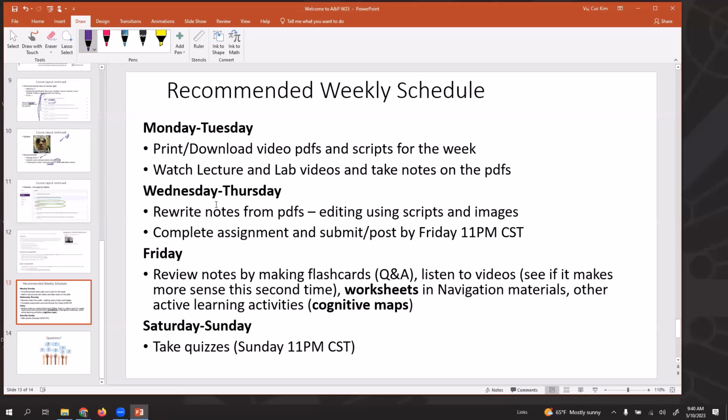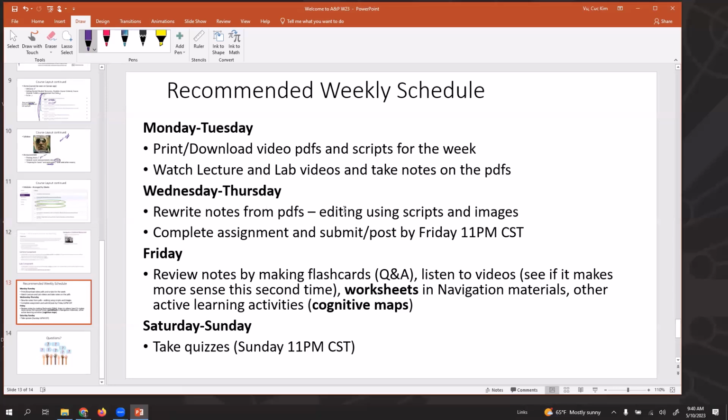Then on Wednesday and Thursday, rewrite your notes. When I ask students what's the most successful thing that helped them in this class, they all say hands down rewriting their notes. So I highly recommend rewriting your notes.